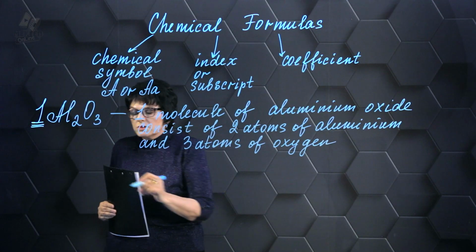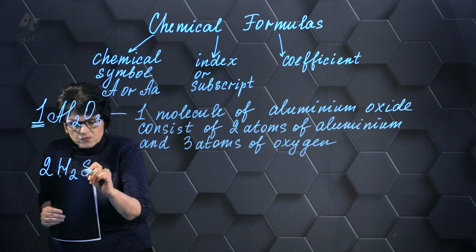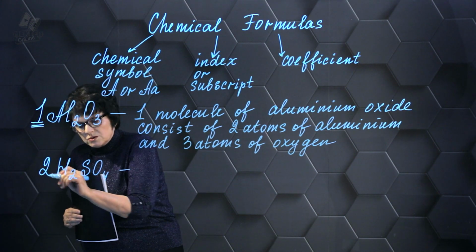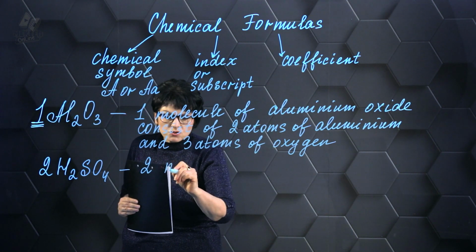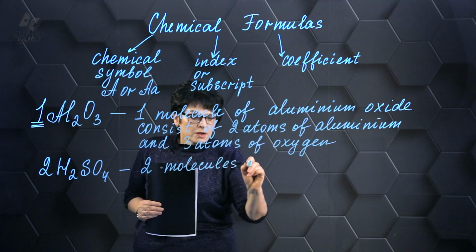Okay, here's the deal. This is the formula. Now let's bring up another example. Let's say this is the formula for sulfuric acid. Check it out. There's a coefficient of 2 in front of the formula. A coefficient of 2 means that in this case it's 2 molecules.